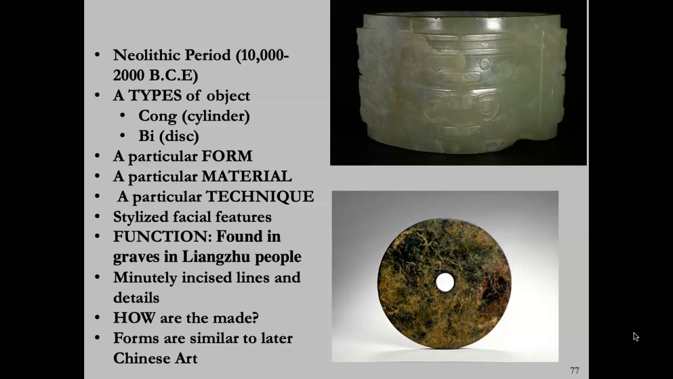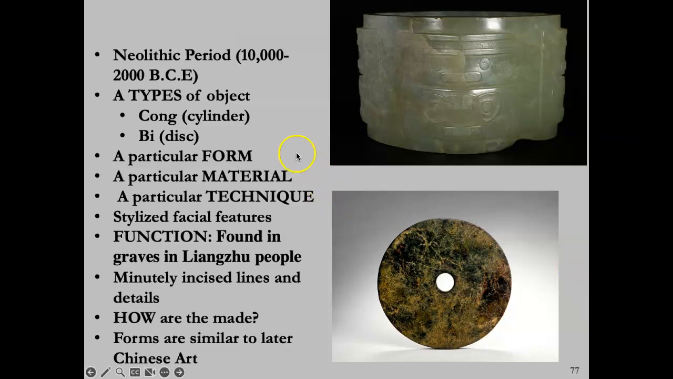Some scholars have suggested that the round, square shape may have developed from some kind of jewelry or bracelet shape. It's unclear what their function would have been, but they were found in the tombs of people who must have been very elite, because this is a very precious material.